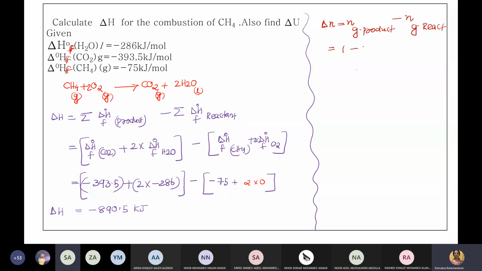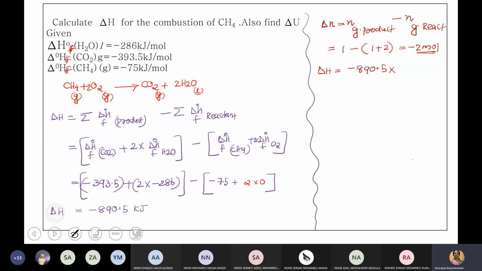Minus. If I make a mistake, you should tell me. CH4, how many moles? 1. Oxygen, how many are there? 2. So the answer is minus 2 mole, right? Correct. So now you know the value of delta H. Delta H is minus 890.5.